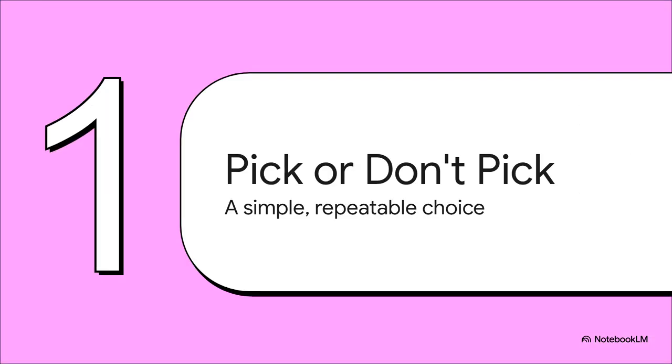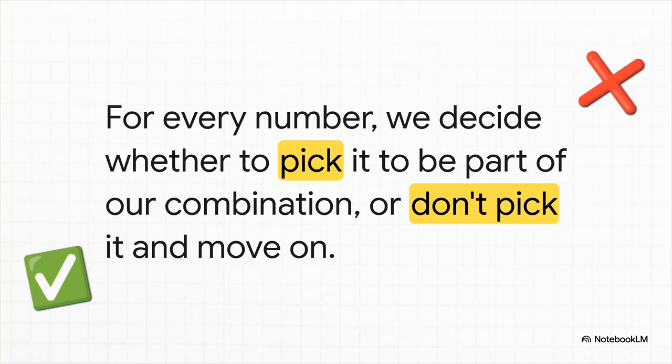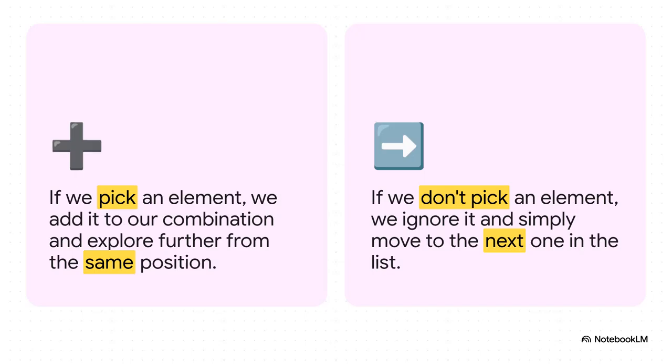So how in the world do we do that? Well, the magic key, the one big idea that just unlocks this entire thing, is a concept called pick or don't pick. It's this beautiful way of taking a kind of messy problem and boiling it all down to one single repeatable decision. Yeah, that's literally it. We're going to look at each number in our list one by one, and for each number, we're just going to ask ourselves a super simple yes or no question. Do we pick it and include it in our potential answer, or do we not pick it and just move on?